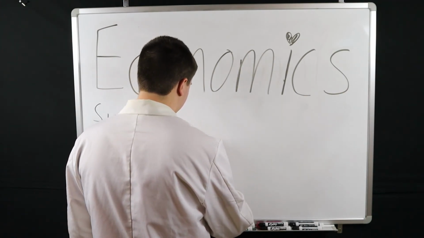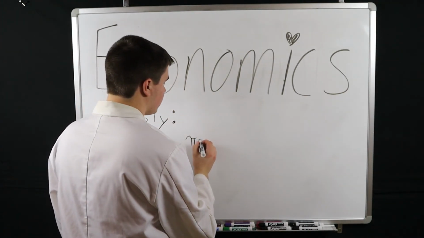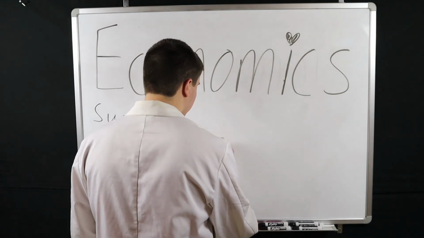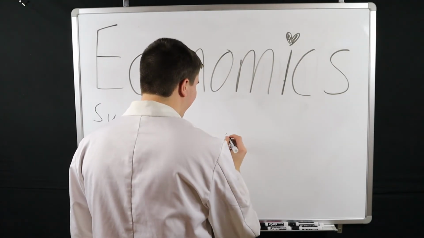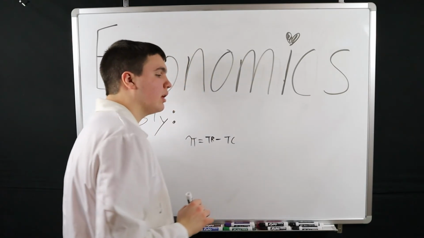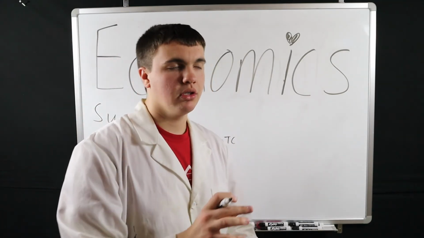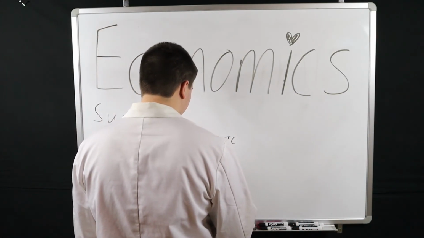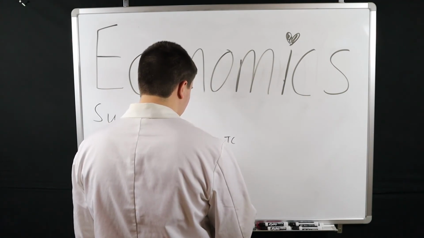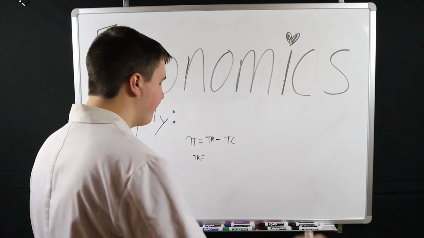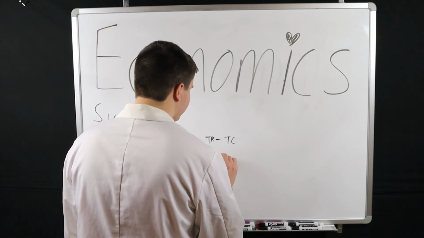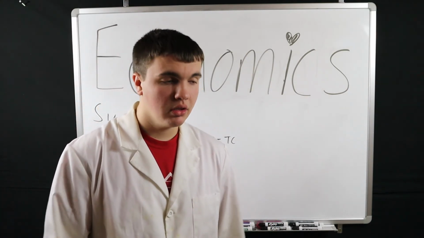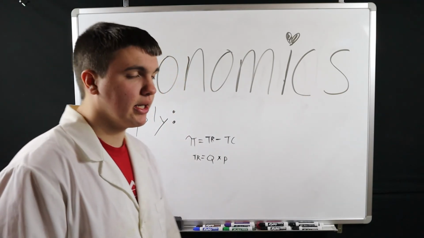Profit is represented by pi, which is equal to total revenue, TR, minus total costs. Don't worry about what total costs are. It's just everything that needs to be made to go in, all the costs that go into a product. That's all you need to know. Not going to go into the formula. Total revenue, TR, is equal to the quantity supplied, Q, times the price they're sold at, P. Simple as that. On to the supply curve.